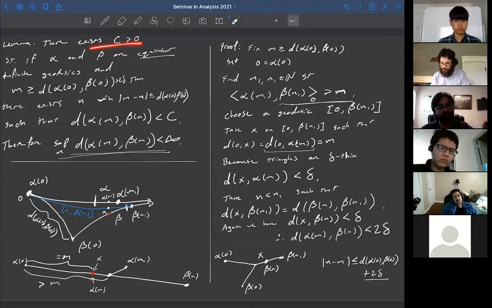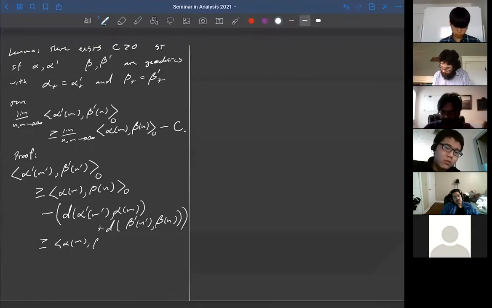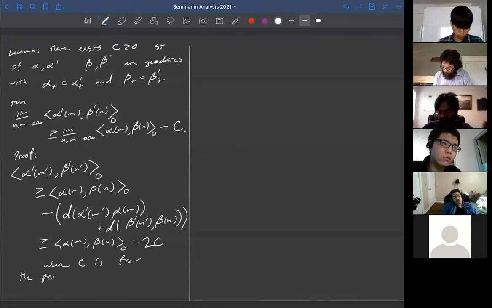Right, so there exists this constant C. So it's the same constant C, in fact. So this will, I guess, be twice C, because here we're doing it twice. So this is greater than or equal to minus 2C, where C is from the previous lemma. Okay, so that proves this.